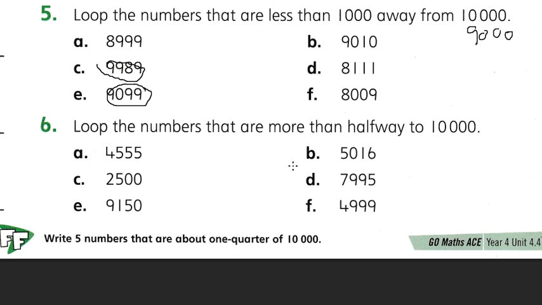And then the next one is loop the numbers that are more than halfway to 10,000. So if we divide 10,000 by 2, which would be the halfway mark, we want numbers that are more than halfway. So we want numbers that are greater than 5,000. So 9,150, yes. 5,016, yes. 7,995, yes. So I hope that helps without giving you all the answers. Please don't just copy it.